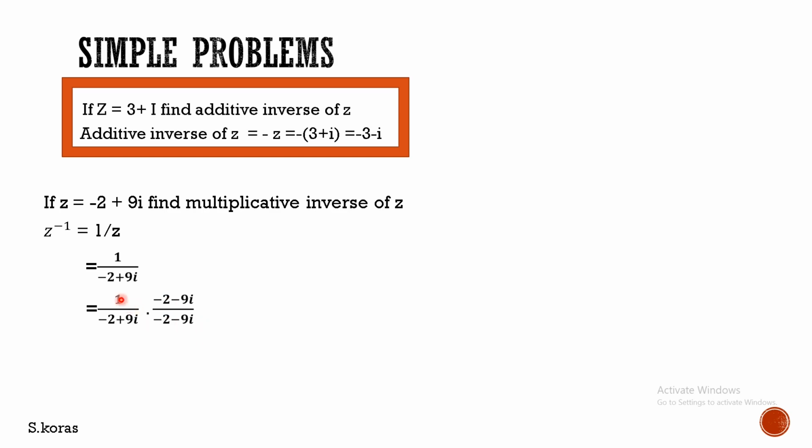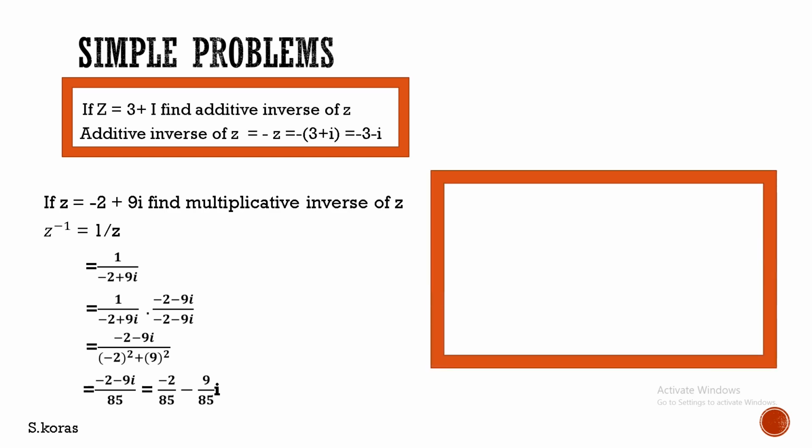If you multiply the numerator, your answer will be minus 2 minus 9i. If you multiply the denominator, this is a complex number and this is its conjugate, so just take real part square plus imaginary part square. So your answer will be minus 2 minus 9i by real part minus 2 the whole square, plus imaginary part 9 the whole square. If we simplify this, we get minus 2 minus 9i by 85, that is equal to minus 2 by 85 plus minus 9 by 85 i.